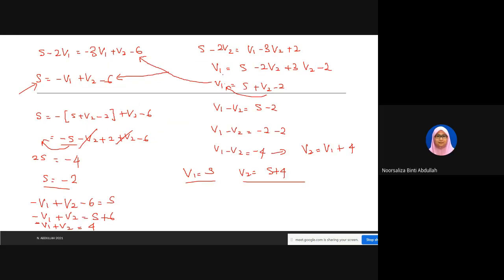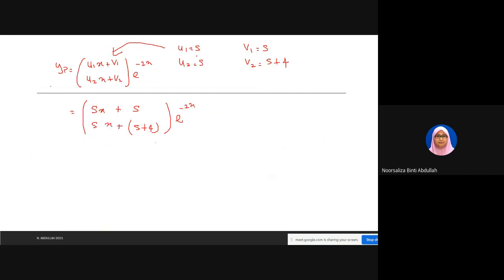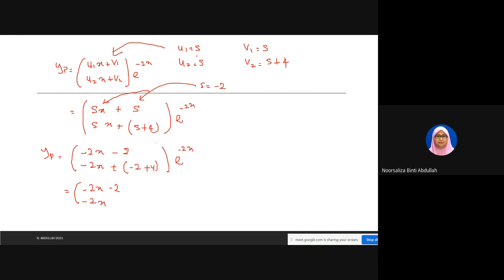And what is S? S we already get from here. Mana S ni? This one. S equals minus 2. Then you replace this S equals minus 2 into these equations. Then you get YP equals minus 2x minus 2x plus minus 2 plus 4 exponent minus 2x. Then equals minus 2x minus 2x minus 2 plus 4, plus 2. Betul? Now we get a YP.